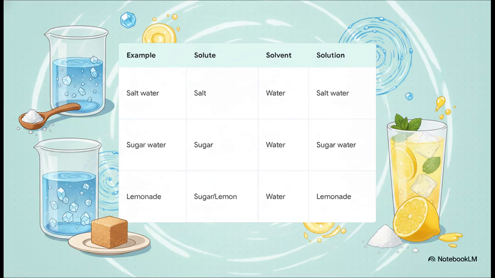Take salt water. The solute is the solid salt. The solvent is the liquid water, resulting in liquid salt water. Super simple. Sugar water works exactly the same way. But look at lemonade. This is where our analysis gets really fun. Lemonade actually has multiple solutes. You've got solid sugar and you have liquid lemon juice.